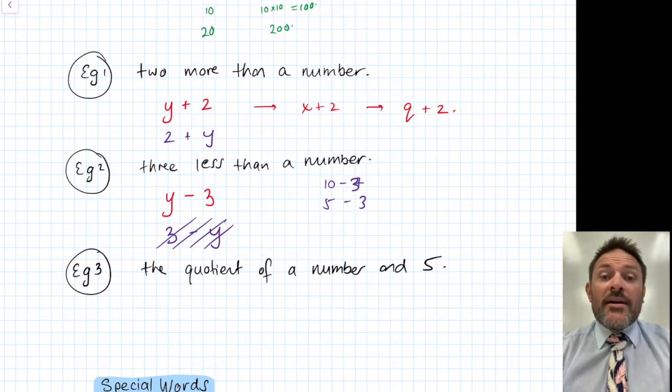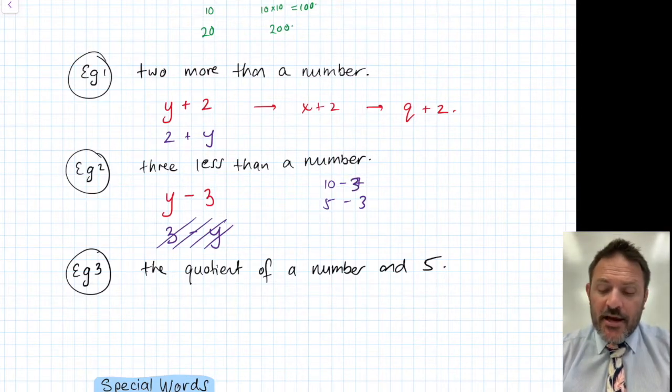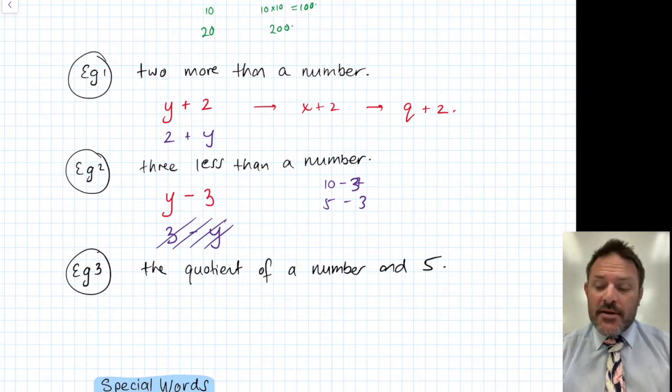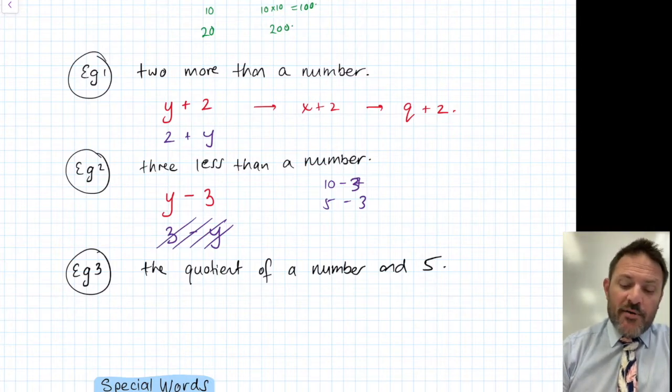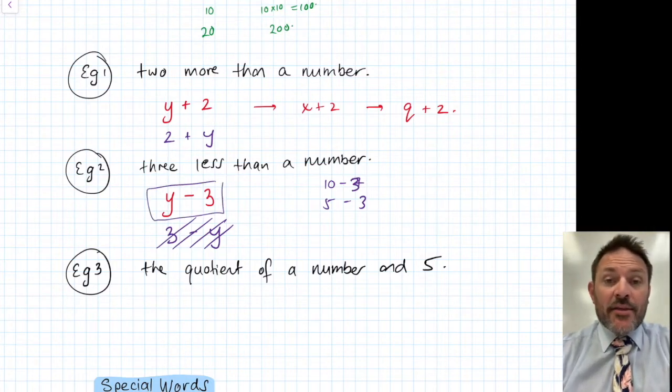Now, either way, you can see how we're taking the number, whatever the letter might be, and we're subtracting that 3 away from it. So that's why I've got the y subtract the 3.